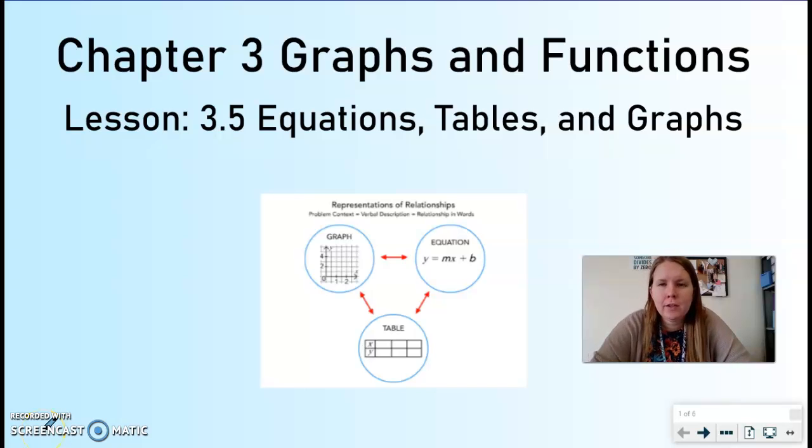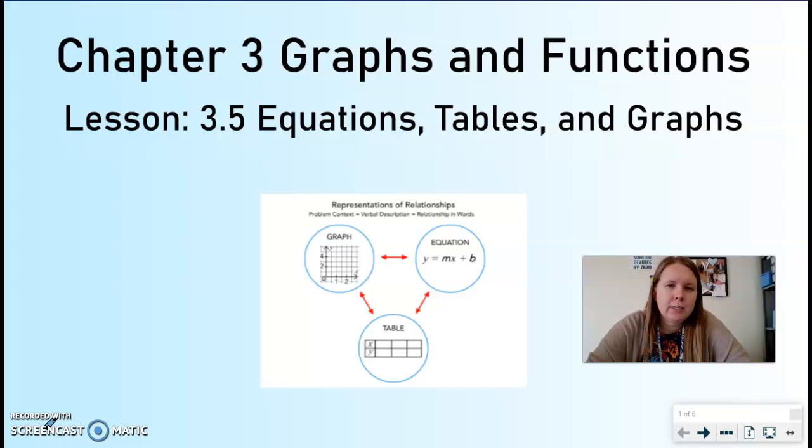Hello, Course 3 students. We are on to our final lesson of this unit, lesson 3.5, which is all about equations, tables, and graphs. We have seen all three of these different types of forms that show relations, but we have not necessarily talked about them all together and going between those different types of forms.